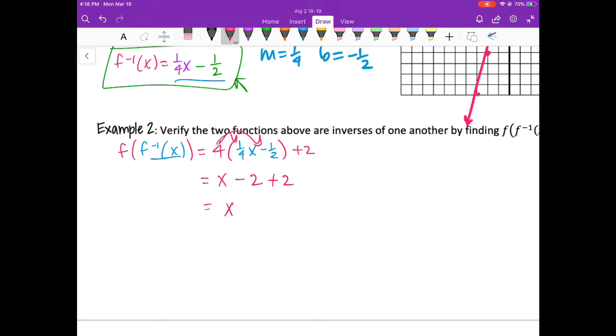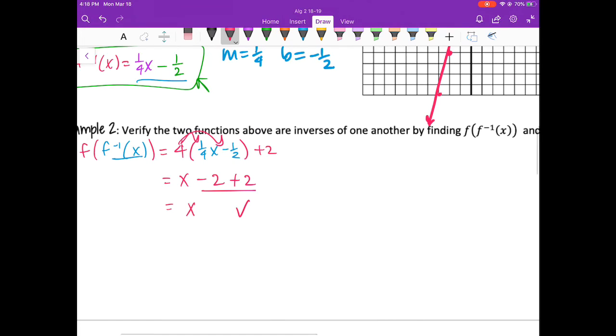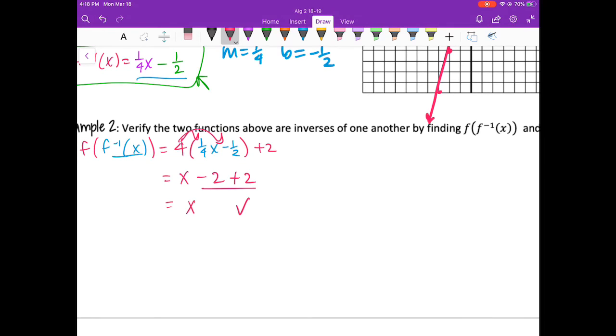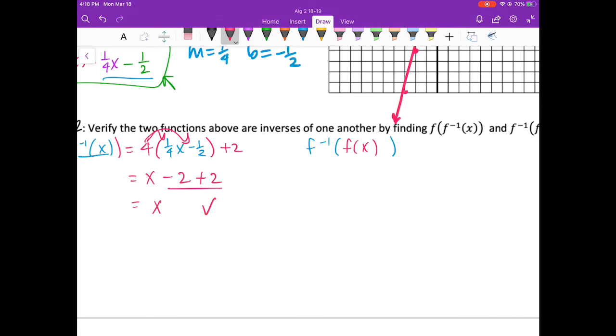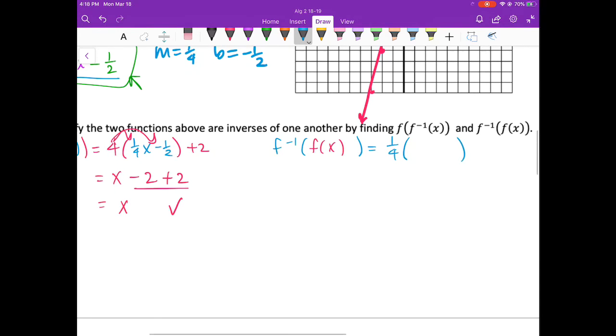And then if I have x, I subtract 2 and then add 2, those two cancel. I just have x, which is what I'm supposed to get. And then we just need to verify again, not only do you have to do f of f inverse, you have to do both. You also have to do f inverse of f of x, which for us is going to be, well, take 1/4 times f and then subtract 1/2. Well, f of x is saying 4x plus 2. So then we simplify from here.